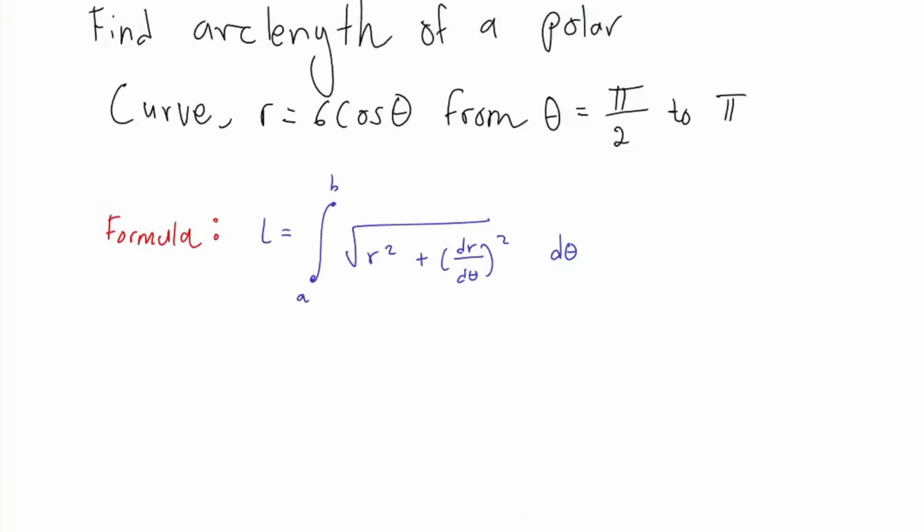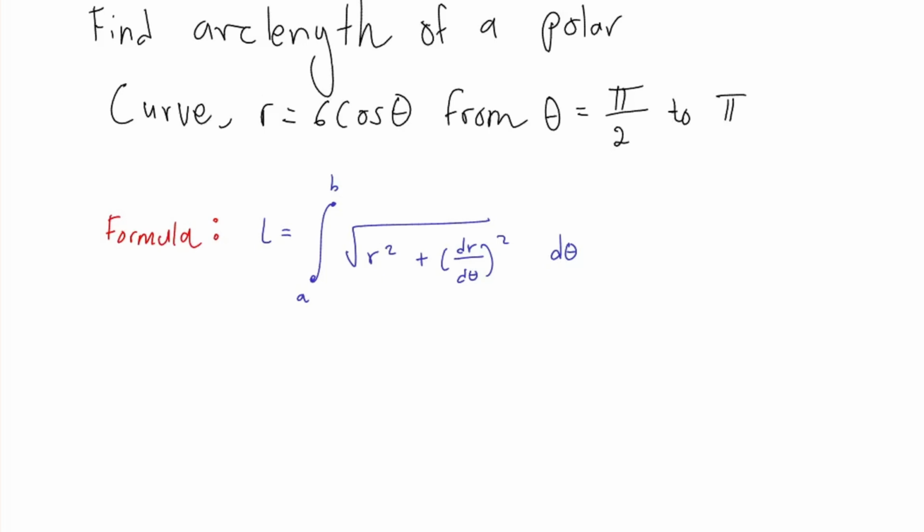So this question asks us to find the arc length of a polar curve where r is equal to 6 cos theta from theta equals pi over 2 to pi. So we know that our formula for the arc length, in this case, would be equal to the integral from a to b of the square root of r squared plus the derivative of r with respect to theta, squared, right? So this is going to be taking the integral of whatever's inside this square root.